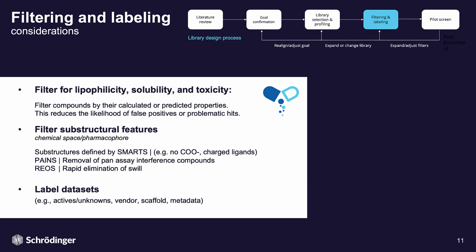Filtering potential has been emphasized several times throughout the library design process. During this stage, property and substructure filters previously discussed are implemented to reduce the likelihood of false positive compounds or problematic hits. As a side note, while predicted properties can guide filtering, it's still essential to confirm these predictions with experimental data once the compound is available.